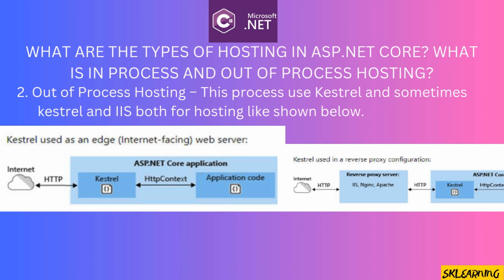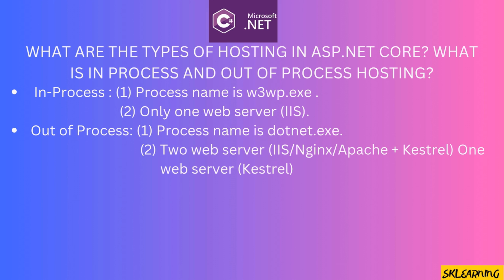Out-of-process hosting uses Kestrel, and sometimes Kestrel and IIS both, for hosting, as shown below. In-process, the process name is w3wp.exe and it has only one web server, IIS. Out-of-process, the process name is .NET and it has two web servers: IIS/Nginx/Apache plus Kestrel, with one web server being Kestrel.